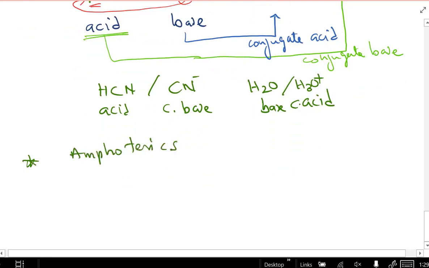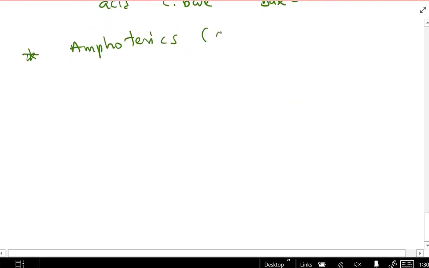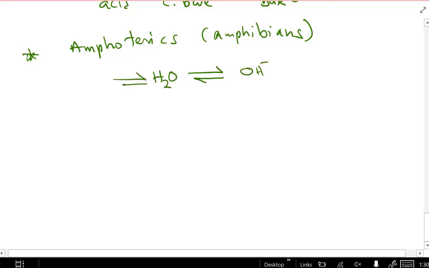Now let's look at amphiprotics. So that's a different term, the unique species, right? Remember amphibians? They live in the water and land, right? So amphiprotic simply means, let's take water, it can make hydroxides, and also it can make hydronium, right? Depending on what's in the water. So you can give and take protons for each of the water molecules, different water molecules, right? That's the nature of amphiprotics.